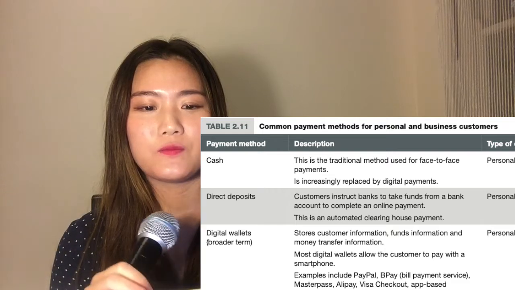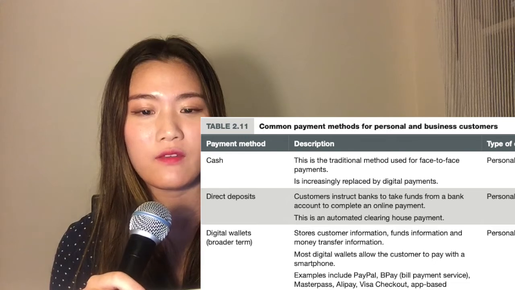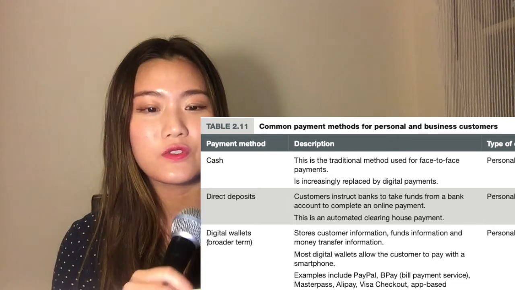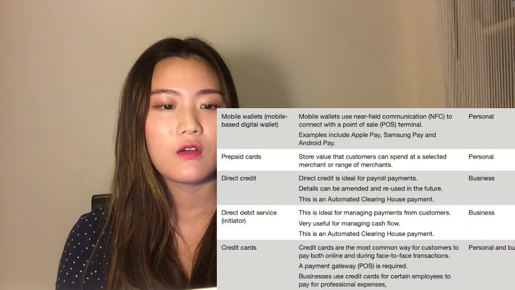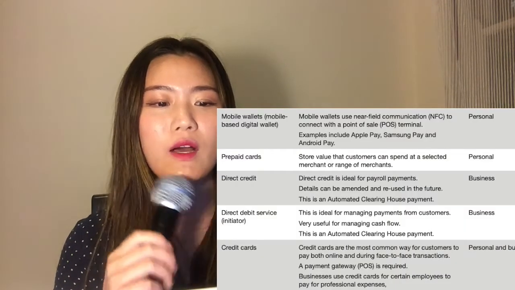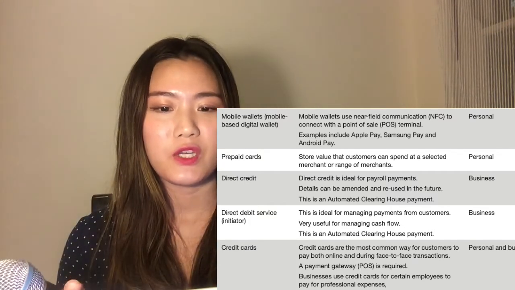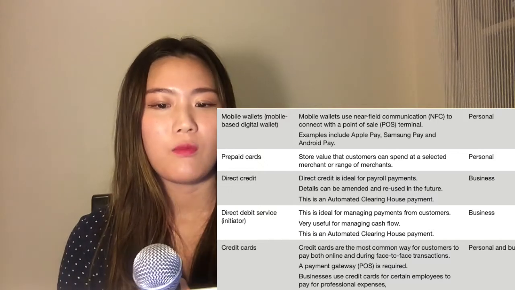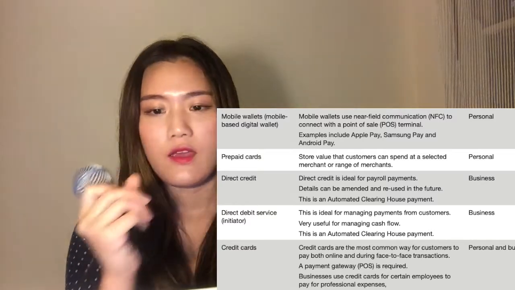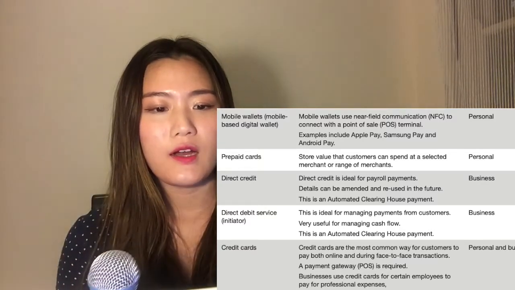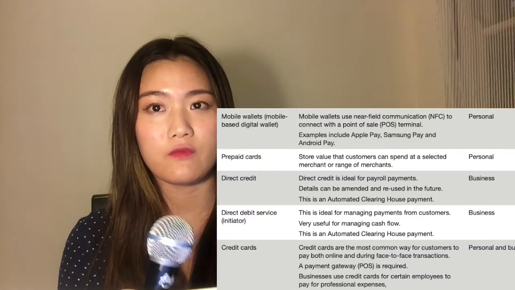Digital wallets, something like PayPal, BPay, MasterPass, Alipay, Visa Checkout, store customer information, funds information, and money transfer information. Mobile wallets are mobile-based digital wallets. Mobile wallets use near-field communication, NFC, to connect with a point-of-sale terminal, POS terminal, such as Apple Pay, Samsung Pay, Android Pay. Prepaid cards store value that customers can spend at a selected merchant or a range of merchants.